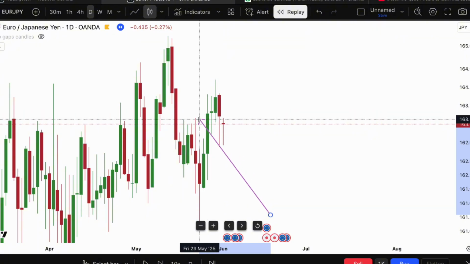Next, the impulse should break and close above the highest point of the previous structure, and as you can see, this impulse has broken and closed above the highest point of the previous structure.